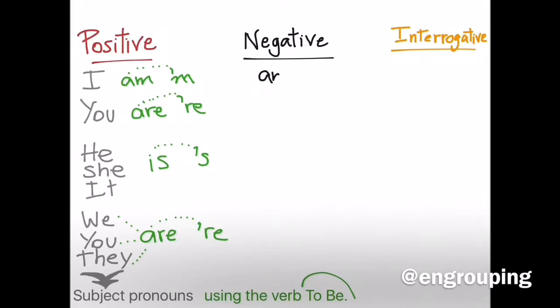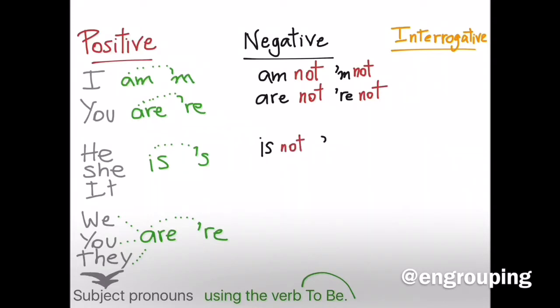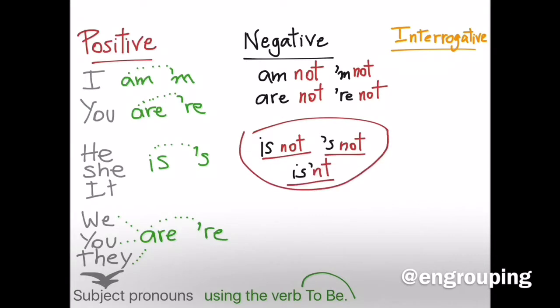Now when we talk about the negative, it's simply just using the verb to be plus an auxiliary, which we can call not, to make the negative form. Also, to contract it, we just simply use a contraction or apostrophe in the verb, or next to the not, as we're going to see now with the verb to be is.